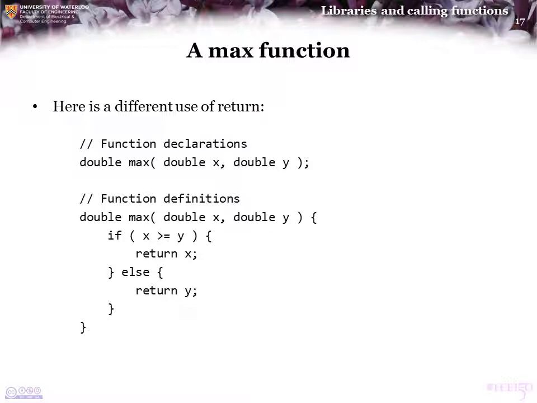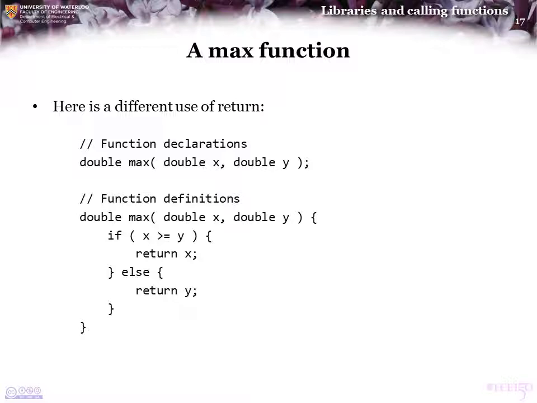Here is a different use of the return statement. The return statement does not necessarily have to be the last statement in a function. Here, for example, we have an implementation of the max function. So we see the function declaration and a function definition. The max function has 2 parameters, x and y. When max is called with 2 arguments, the parameter x is initialized with the first argument and the parameter y is initialized with the second argument.